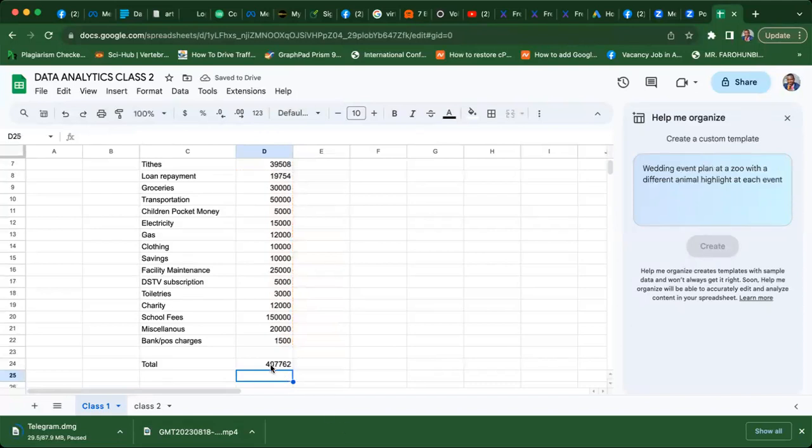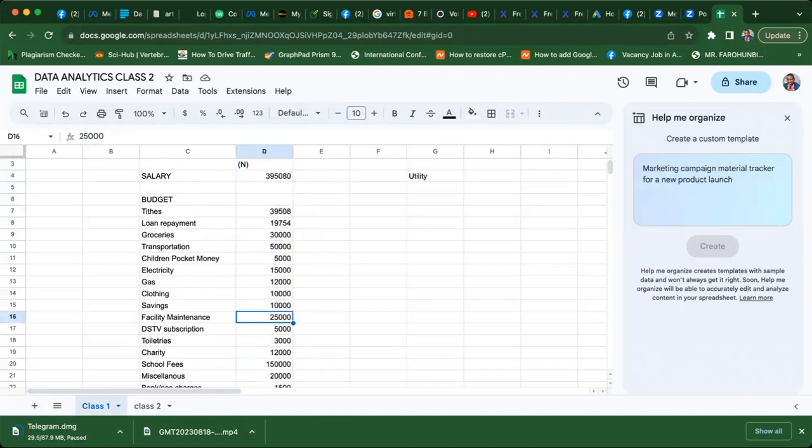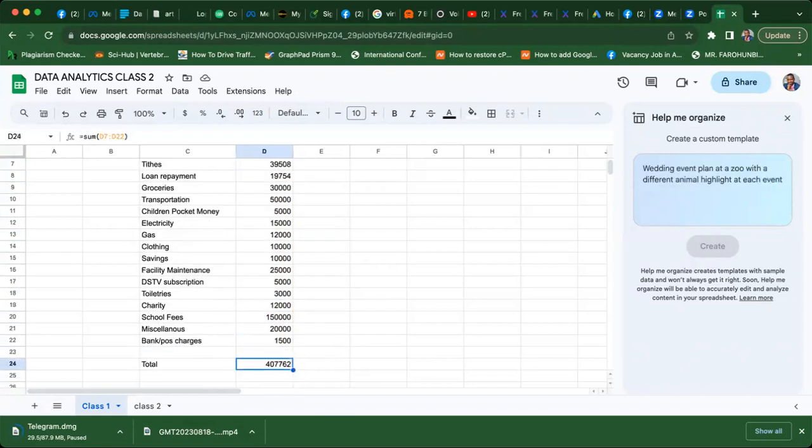So this guy that earns 300 and something, the deficit is what? How do we know the deficit? So this is the total sum of money that they are budgeted to spend in the month.